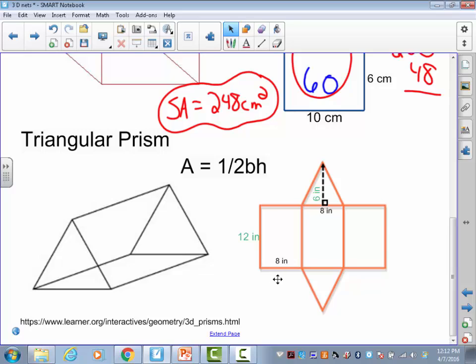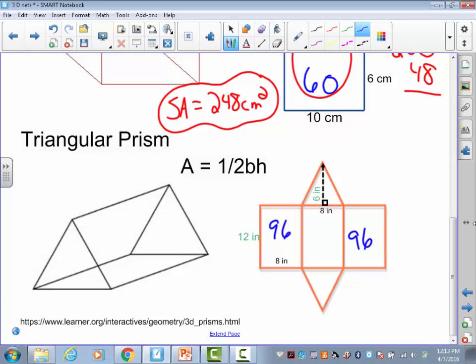So this side, I've got the base and the height. I've got 12 times 8. So 12 times 8 is 96. And remember, if you didn't know that, 8 times 2 is 16. 8 times 10 is 80. 80 plus 16 gets me that 96. So if I know this side is 96, this opposite side needs to be the same, also 96.